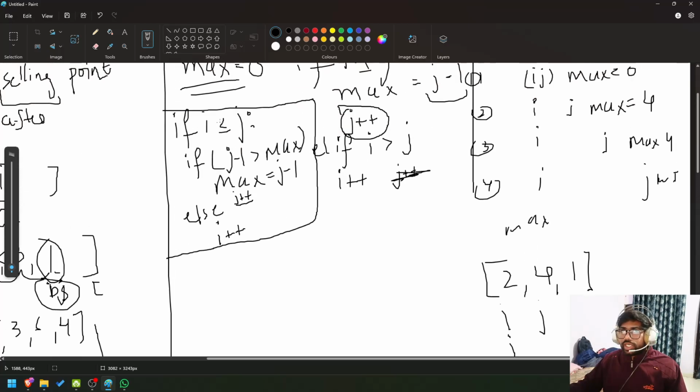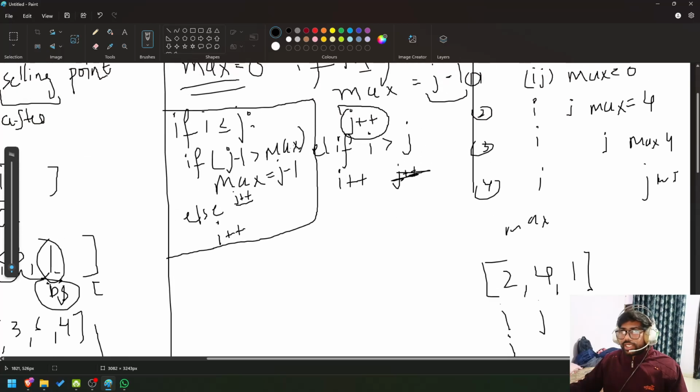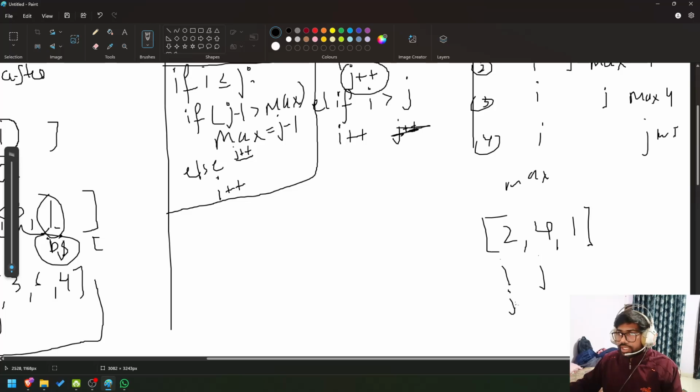Okay, then we'll go, is I less than equal to J? Yes. Then we subtract it, then we get the max, check the max. No, nothing. Then we simply increment J. Minus, yes, 2. Then we'll update max, and minus is, okay, right.